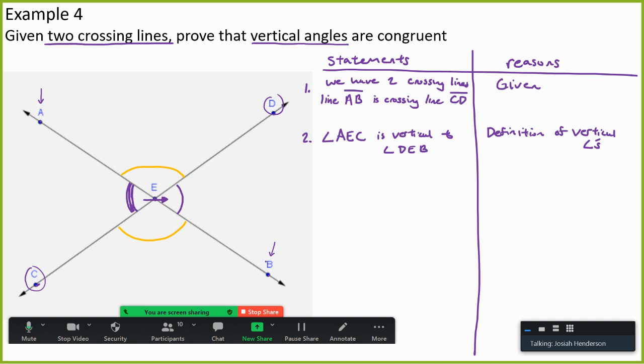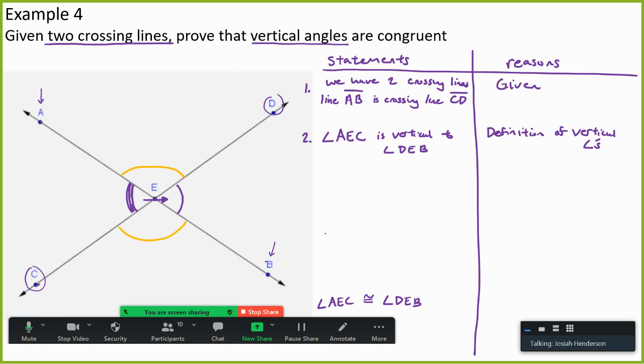What else do we know or can draw from this picture? What's some more evidence? And remember, I'm going to put at the very bottom right now, I'm not going to number it because I don't know what number it'll be. But what are we trying to prove here? We're trying to prove that vertical angles are congruent. So we're at the very bottom of our proof, we're aiming to have angle AEC congruent to angle DEB because we just identified a set of vertical angles, right? So let's go ahead and put that down there. That's what we're trying to prove.